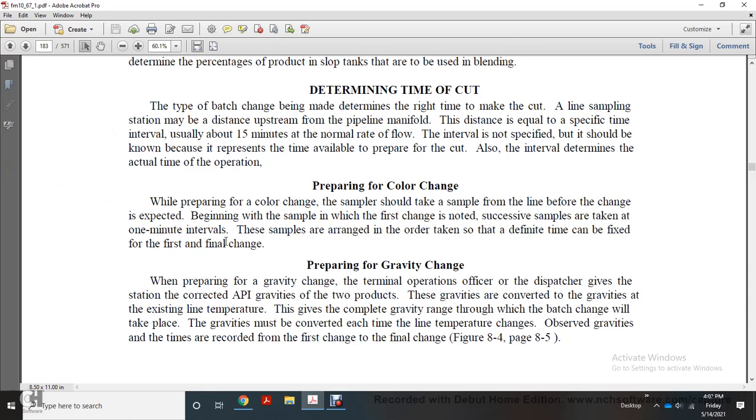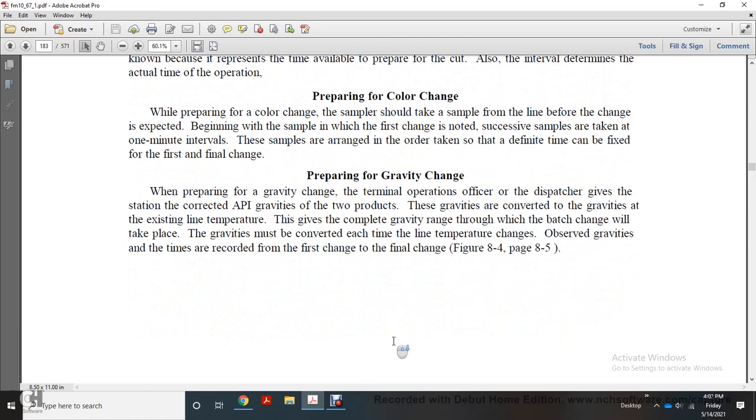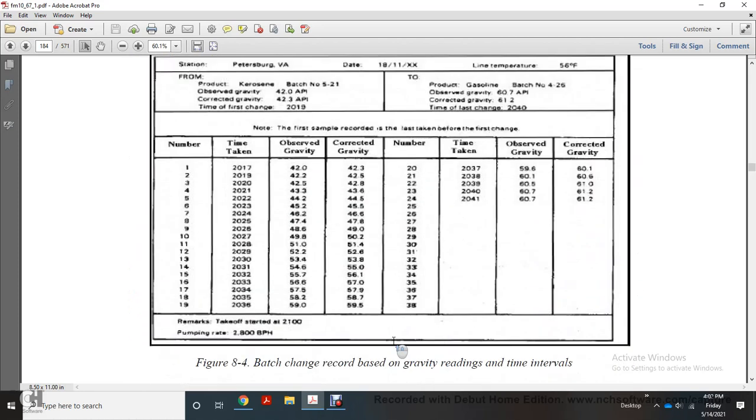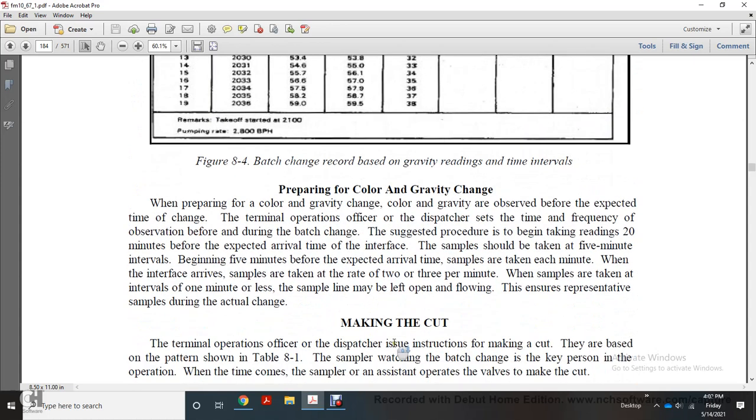Preparing for gravity change. The terminal operator and the dispatcher give the station the corrector with the API gravity, and the gravity is converted to gravities at all existing line temperatures. This gives the complete gravity range through which the batch change will take place. The gravities must be converted each time the line temperature changes. Observed gravities and times are recorded from the first change to the final change, figure 8.4, which shows the batch change record with base gravity readings and time intervals.